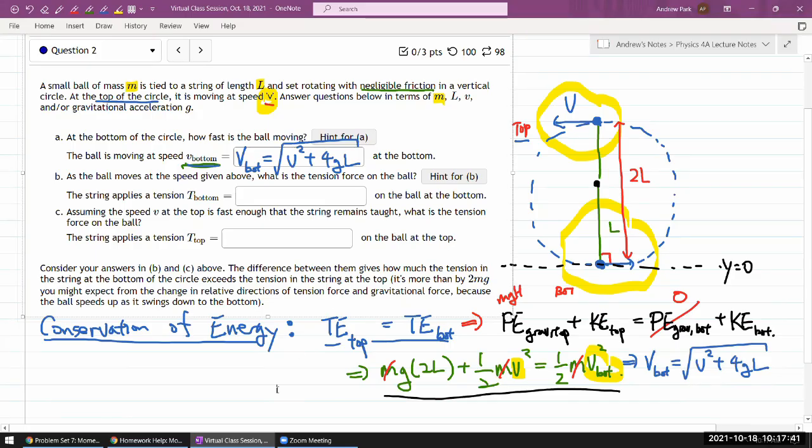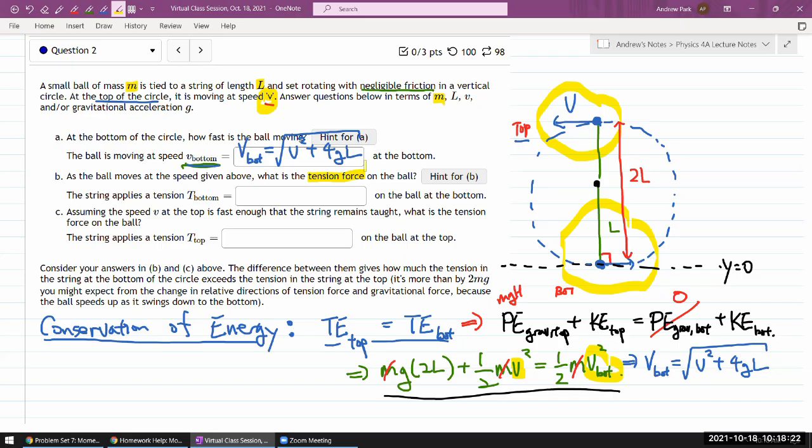So that's part A. Part B is asking, as the ball moves at the speed given above, what is the tension force on the ball? Oh, yeah, so this is one of those mixed strategy questions. We used the conservation of energy strategy for the first part, and one of the two biggest reasons we go for conservation of energy is that it's so much simpler as a problem solving strategy. So that's how we would like to approach every single problem if we can.